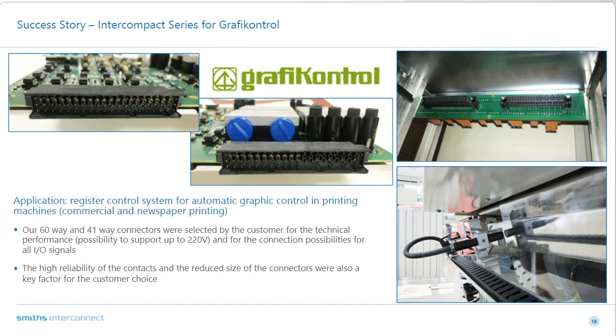Our 60-way and 31-way connectors were selected by the customer for technical performance. One of the key points is the possibility to support up to 220 volts in high density to increase the power of the system, and for the connection of the analog and digital I/O signals. The high reliability of the hypertac contacts and the low mating force of the connector were also key factors in the customer's choice. Thank you for your attention.